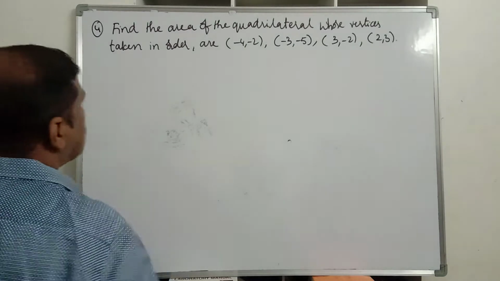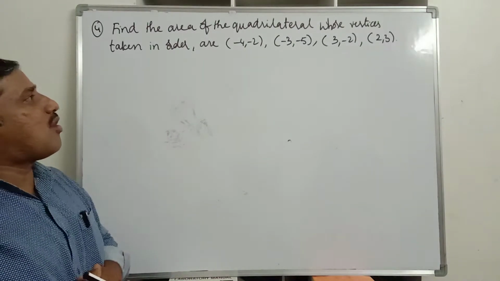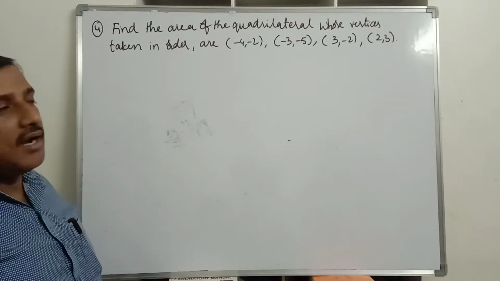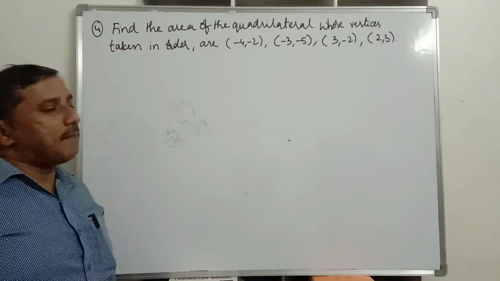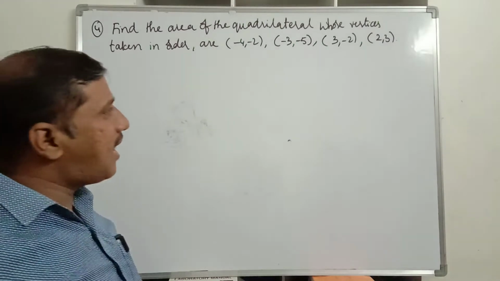We will discuss the fourth bit from exercise number 7.3. Find the area of the quadrilateral whose vertices taken in order are (-4, -2), (-3, -5), (3, -2) and (2, 3).